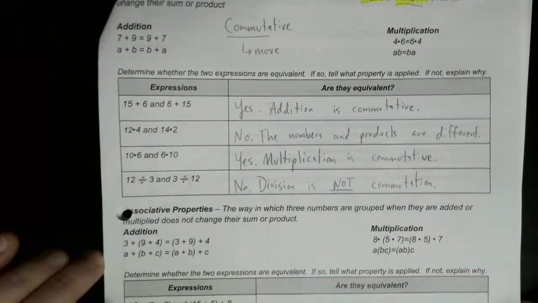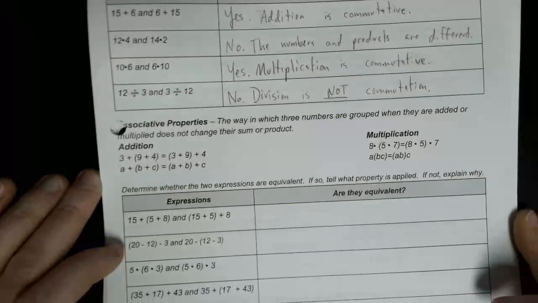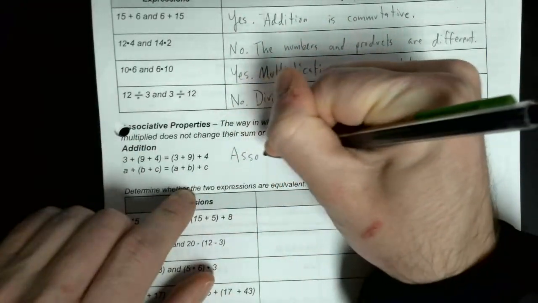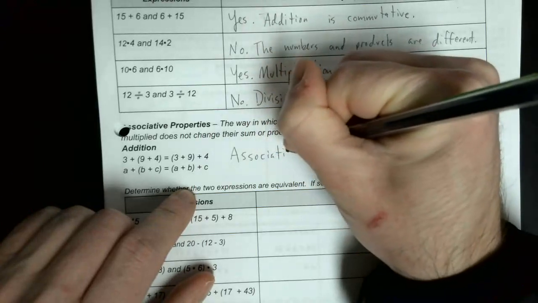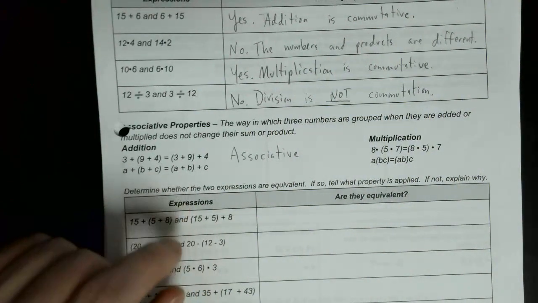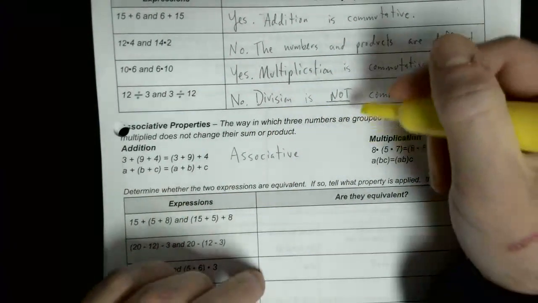All right, the next one is the associative property. I'll write that out because, again, part of the word is gone. Now, it says the way in which three numbers are grouped, that's a key word.